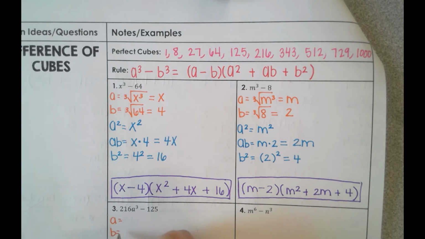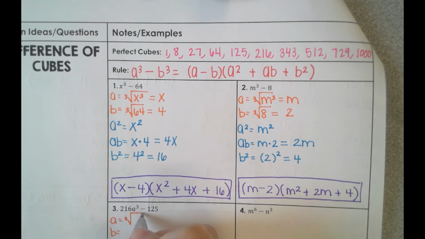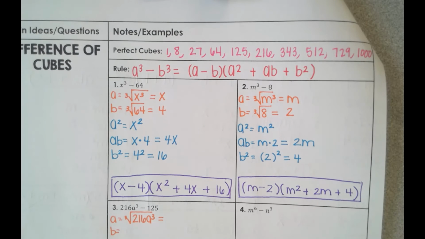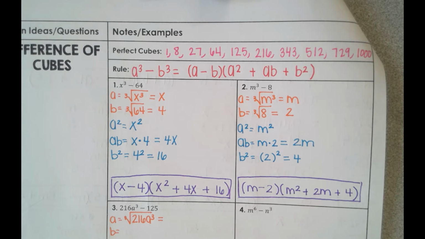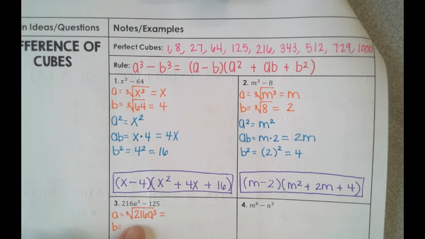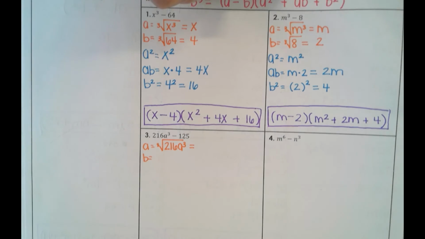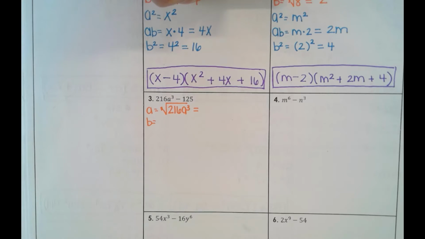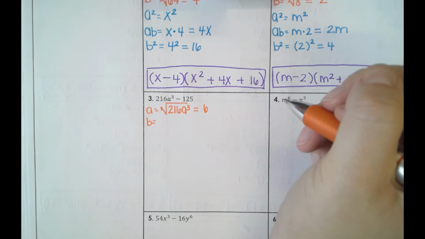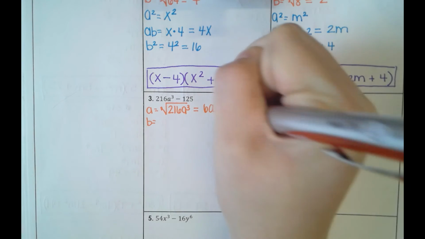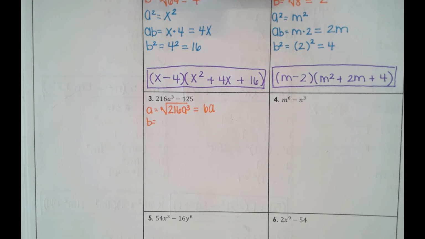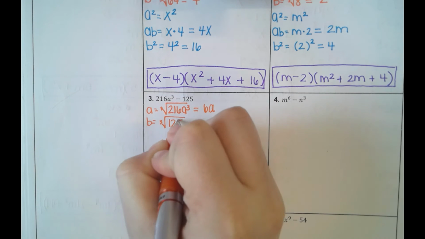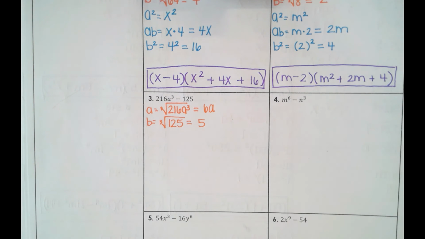A and B. So my A is the cube root of 216a cubed. This one has both numbers and letters, but you just take the cube root separately. So the cube root of 216 is what? 6. And the cube root of a cubed is a. And the cube root for b of 125 is 5.